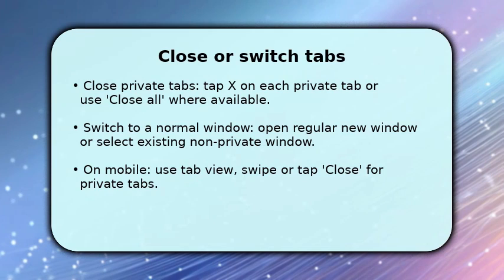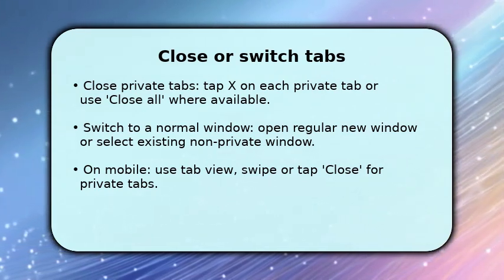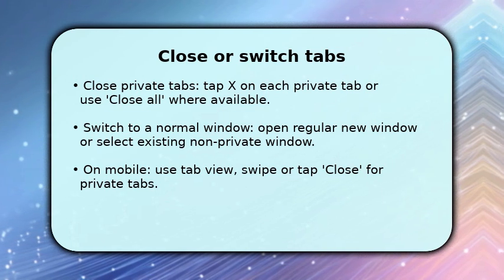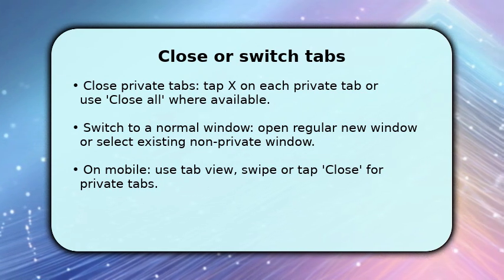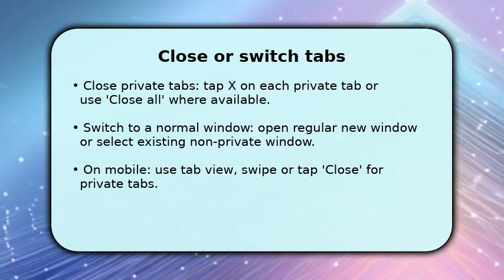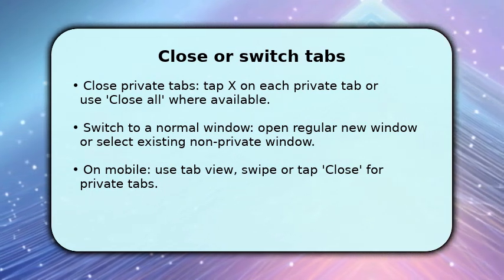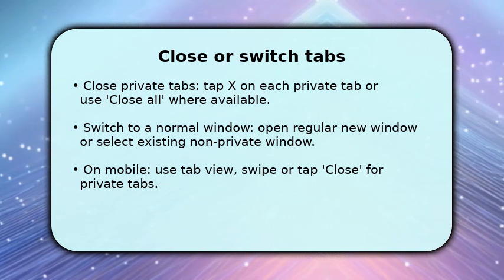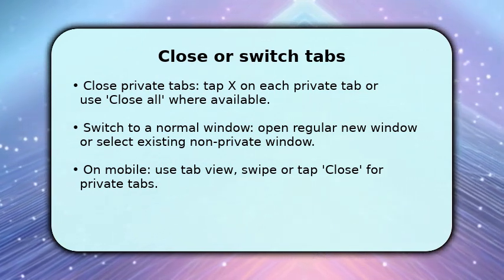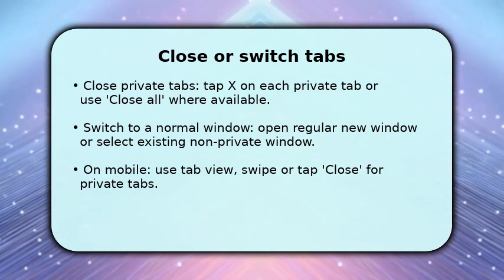Next, close private browsing windows or switch into a normal window so your session returns to standard tracking and saved history. On desktop, use the window menu or the tab X to close each private window. On mobile, open the tab overview and close private tabs or choose a regular tab. Once done, open a new standard window from the browser menu if none exist. This ensures cookies and history begin updating again and prevents accidental continuation.